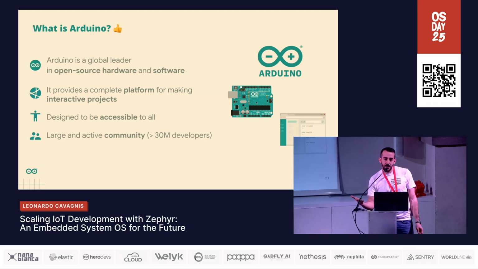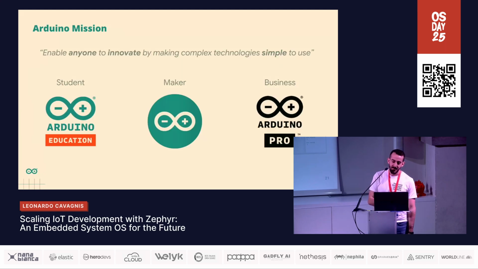What is an interactive project? An interactive project is a project in which you interact with mechanics, with electronics, with the real world, with the user. So you can create the thing you want. In Arduino, this platform is designed to be accessible to all. And there is a large and active community on Arduino. So there are over 30 million developers in the world that use Arduino.